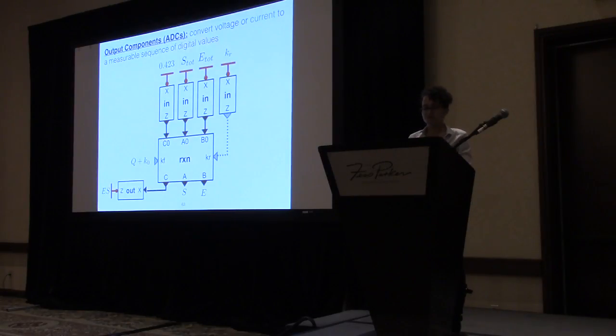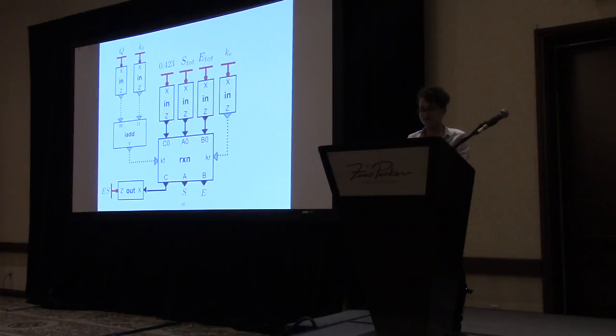Similarly, if you would like to measure a value from your analog device, you use an output component, or an ADC. This output component converts the voltage or current to a measurable sequence of digital values. So to finish this off, to model Q plus K0, we simply use a current adder and 2 input components. So now I've explained at a high level how the Arco compiler maps dynamical systems onto the analog hardware. We are now ready to cover exactly how Arco performs this mapping.